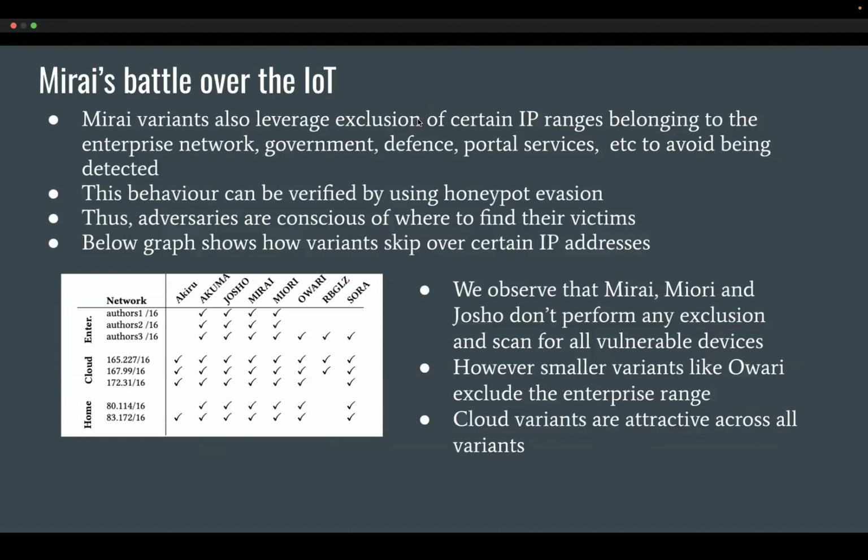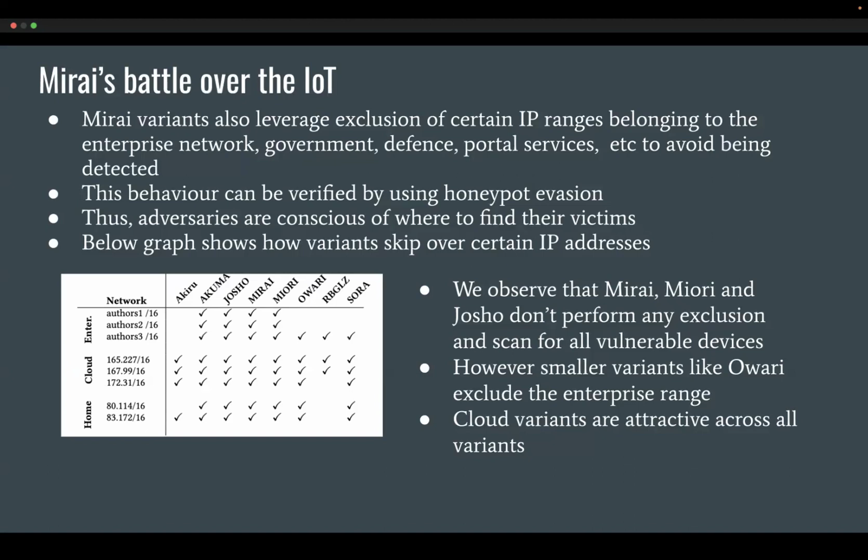So also to avoid detection, some of the variants leverage exclusion of certain IP ranges, because certain IP ranges belong to enterprise networks, government, defense, and postal services. All these important IP ranges have security mechanisms in place, which makes Mirai and other variants detectable. So malware usually avoids these IP ranges.